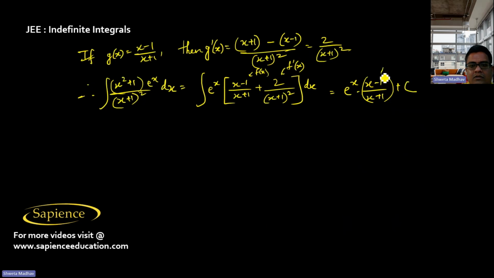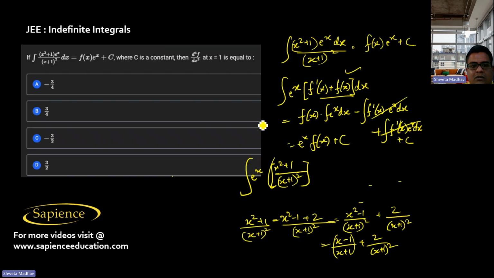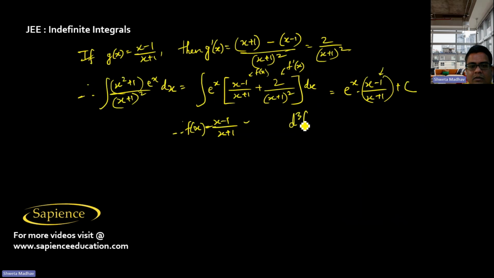So therefore, the function f of x is nothing but g of x only, which is (x minus 1) by (x plus 1). Now, d cube f by dx cube we have to find, that we have to find at x equal to 1.